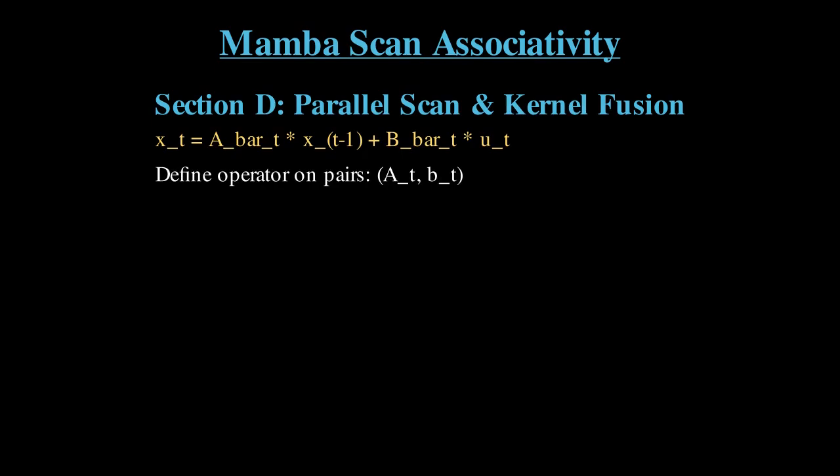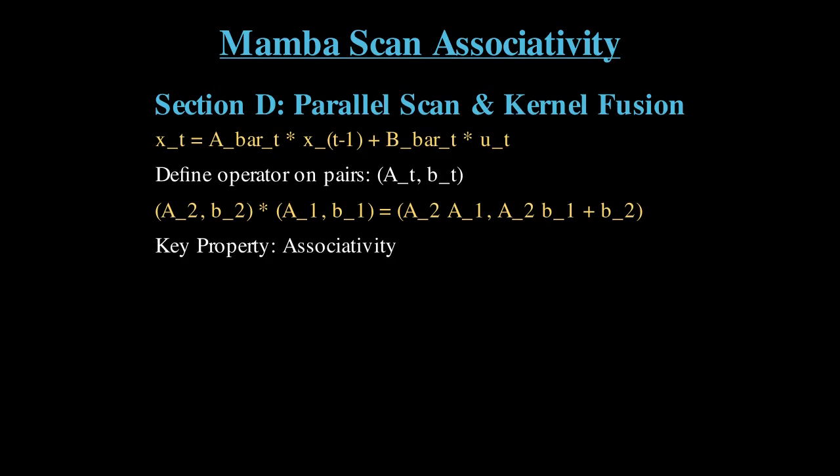Instead of thinking about states X, we think about pairs of A, B that transform one state to the next. Our operator, let's call it star, combines two such sequential transformations. The pair A2, B2 star A1, B1 equals the pair A2 times A1, A2 times B1 plus B2. This composition rule might seem a bit arbitrary, but it has a critical mathematical property: it is associative. Just like addition or multiplication, the grouping of operations doesn't change the final result.